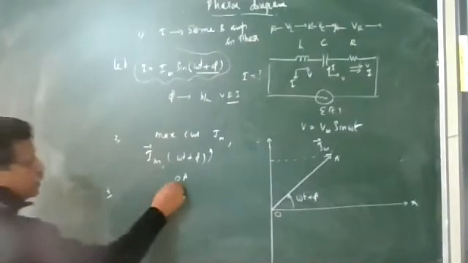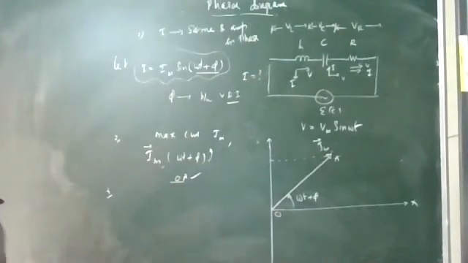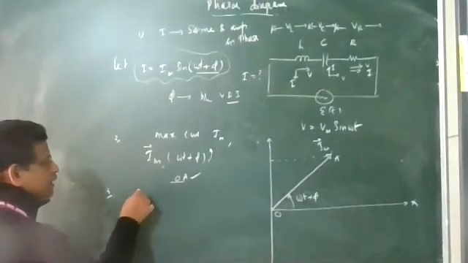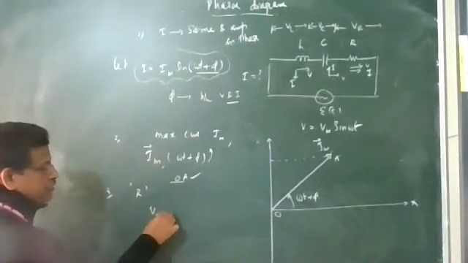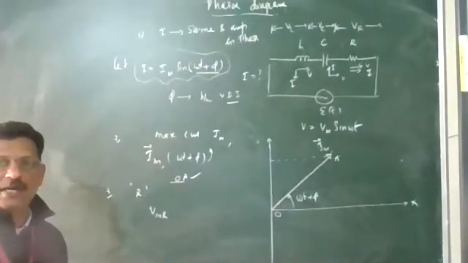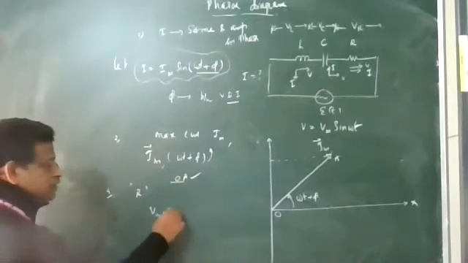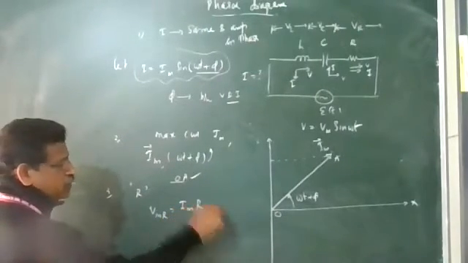Next point. The current phasor is Im. Now I am talking about the resistor. In the case of the resistor, the maximum value of the voltage across the resistor, VmR, is equal to the maximum value of the current times the resistance.